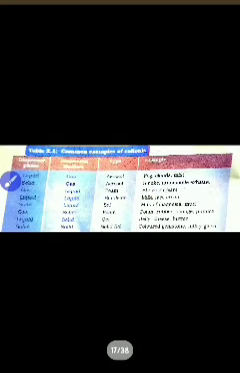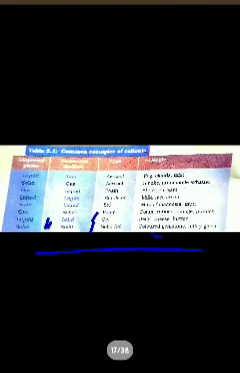The next point is a chart of common examples of colloid. You can see, liquid in liquid, the type is aerosol, and examples are fog, cloud, mist. Solid in gas, the type is aerosol, example smoke, automobile exhaust. You can see all points here. Now we are going to the next.